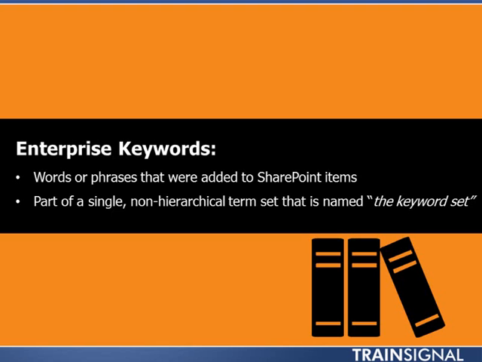You don't have to use this if you don't want to. If you want a more controlled set of terms, you simply turn off the ability to use enterprise keywords. But if you want your users to create their own keywords, their own search terms that they can look for things by, you enable this. And again, enterprise keywords are part of a single non-hierarchical term set that is named the keyword set. So there's not groups of term sets or keyword sets. There's just one, and they all kind of go in there as they're added.